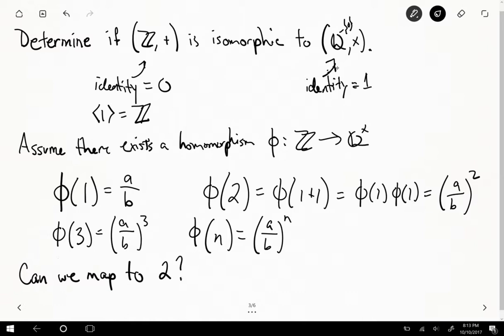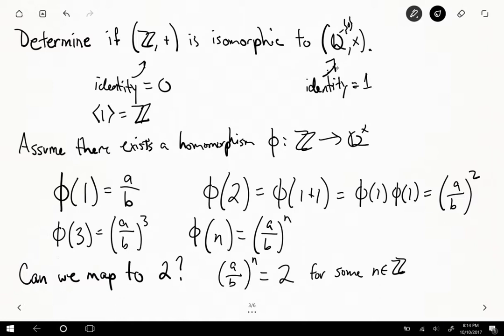So just kind of seeing how we build this, is it possible for us to map to, say, this element 2? Well, yeah. Okay, so what we have to do is we need (a/b)^n to equal 2 for some n in our integers. Well, there's really only a couple of possibilities here. Okay, and if that's the case, so what happens here?